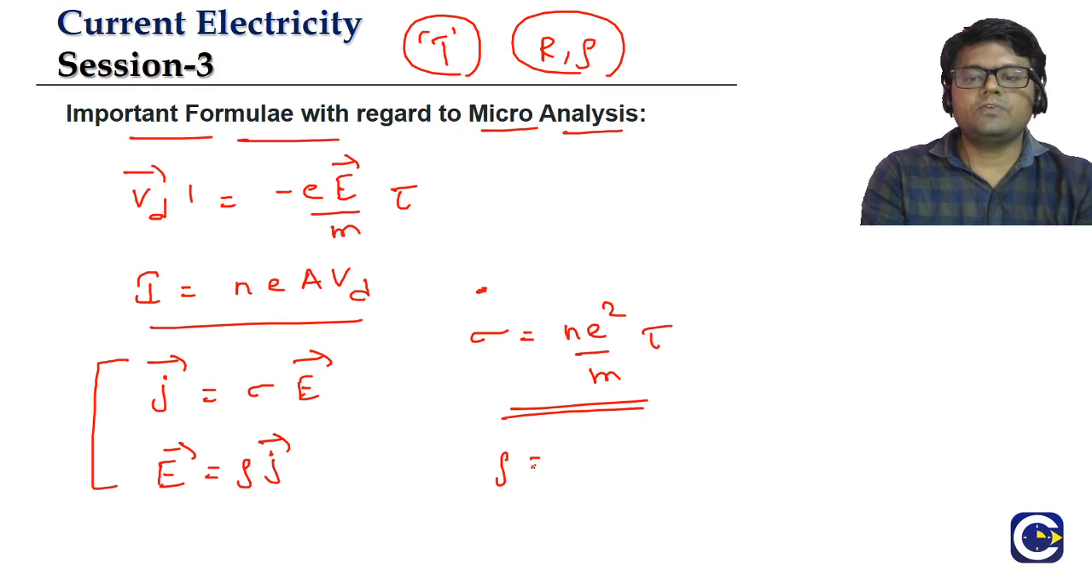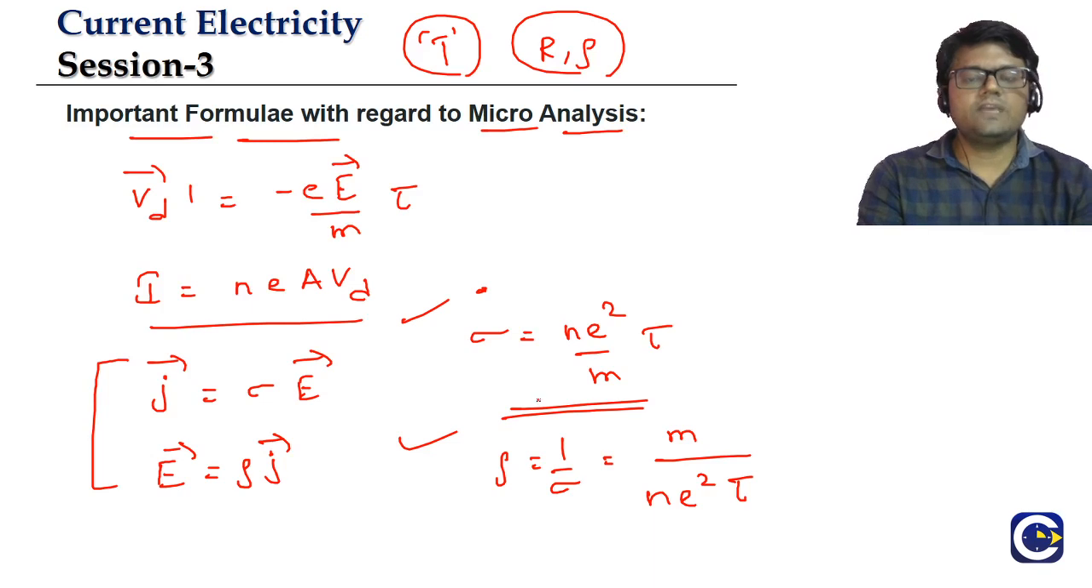And of course rho will be equal to 1 by sigma. So the formula for rho will be m by N e square into tau. This is where we stopped in the last class. Now starting from here, we will try and see how we can explain the observations of temperature dependency on the resistance or resistivity of the materials.